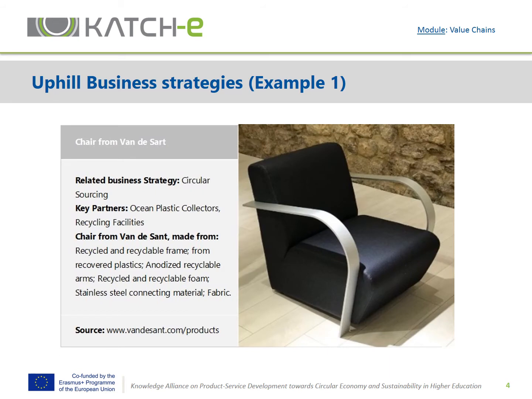One good example to illustrate the role of key partners in uphill circular strategies is the chair manufactured by Van de Zandt. Van de Zandt uses recovered plastic waste from the ocean as a production input for their furniture. The plastic is used for bed and chair frames and upholstery fabric. This way, ocean plastic collectors and recycling facilities become main key partners to include in the value network.